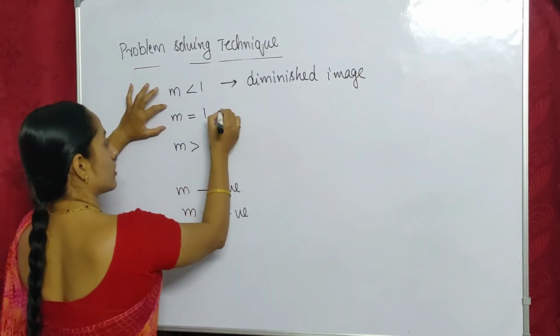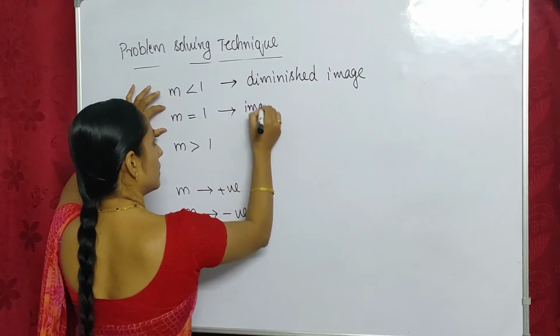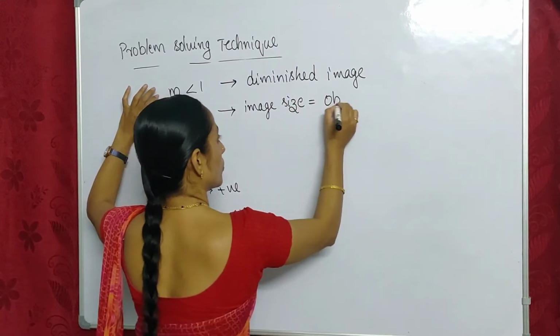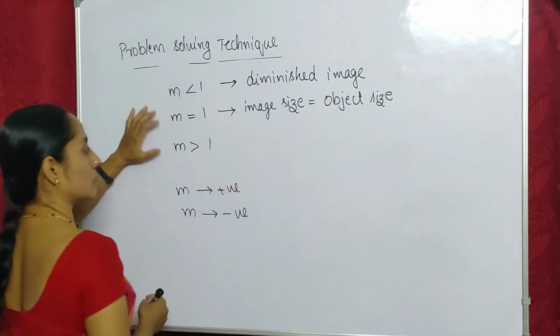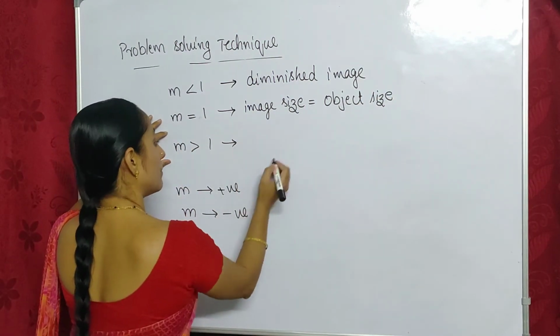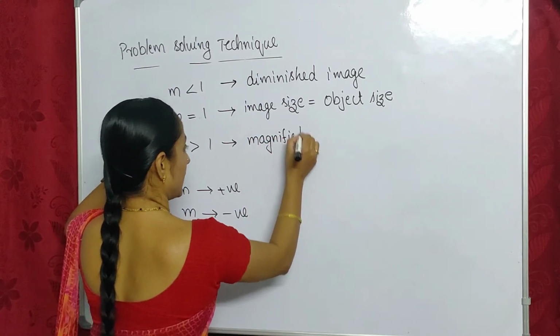Whenever m is equal to 1, image size is always equal to object size. M greater than 1, it is the magnified image.